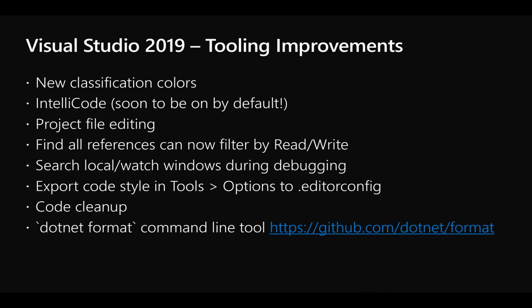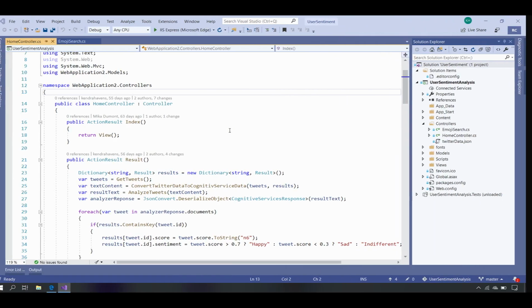Okay, so next off, all of the tooling improvements we have in Visual Studio 2019. So first off, new classification colors.